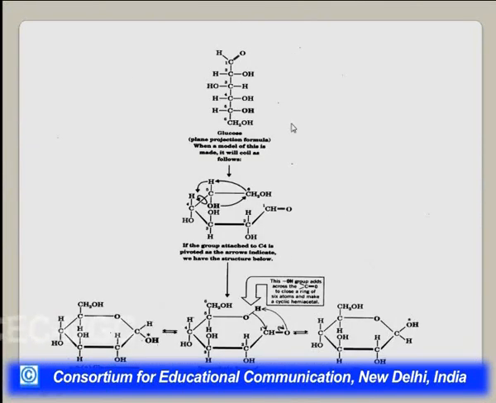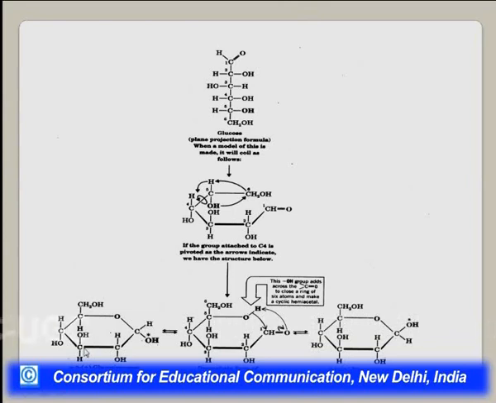Here you can see a great picture. First of all, this is the open chain structure of glucose, which we have certainly established. Now what happens? At the end, something happens over here and we get two kinds of isomers. This is alpha-D-glucopyranose, because it resembles pyranose, and this is beta-D-glucopyranose.